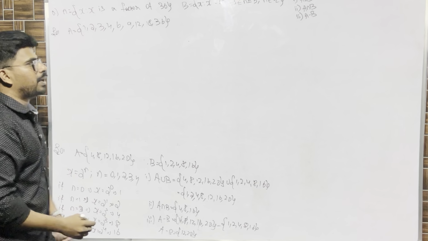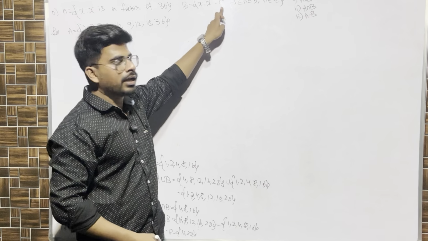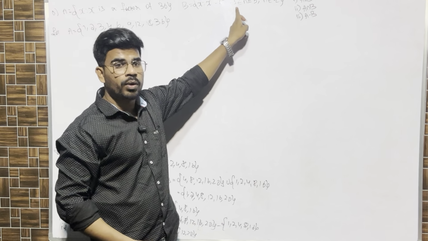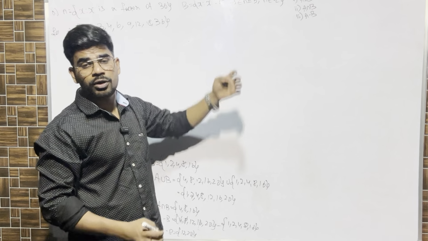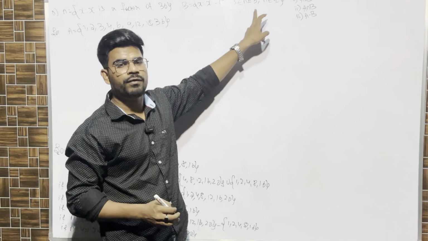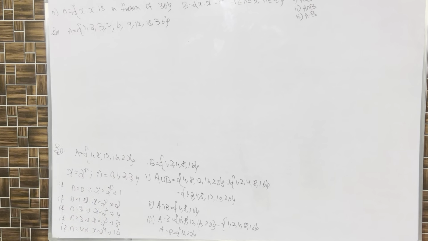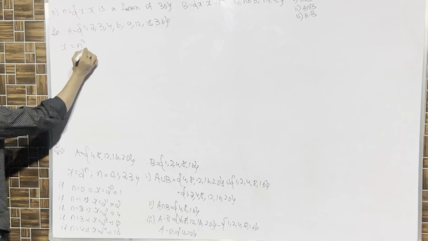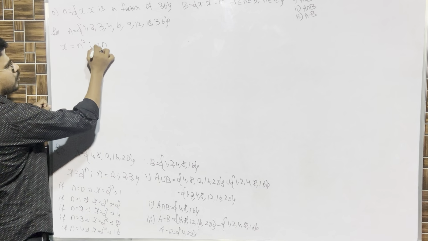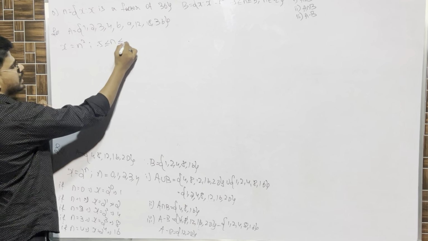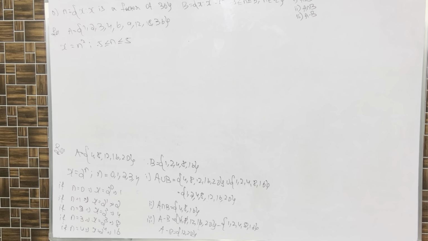For B, the value of x is dependent on n. x is n square. N is again minus 5 to plus 5, including both ends. If n is equal to minus 5, what's the value of x? We have to solve all of that. Because Z is integers, we have to include the minus signs as well. So x is equal to n square, and n is greater than or equal to minus 5, less than or equal to 5.